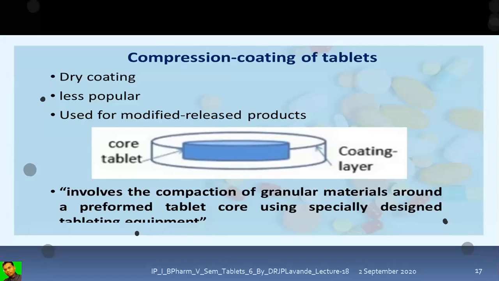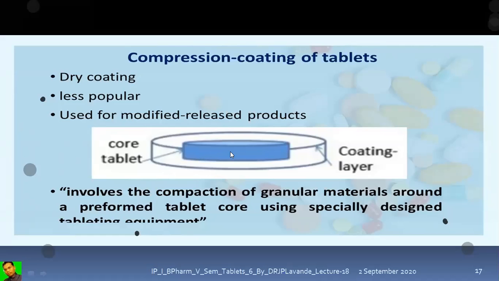There is another coating which is said to be the compression coating, right? Now compression coating is what? The coating that can be applied with the help of compression machinery. Special compression machineries are used in order to coat the tablet, and as a result it will give you a structure which is said to be a tablet within a tablet.